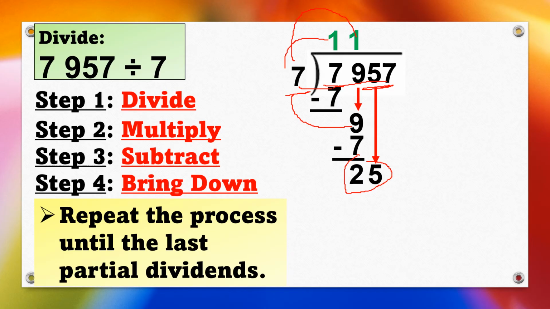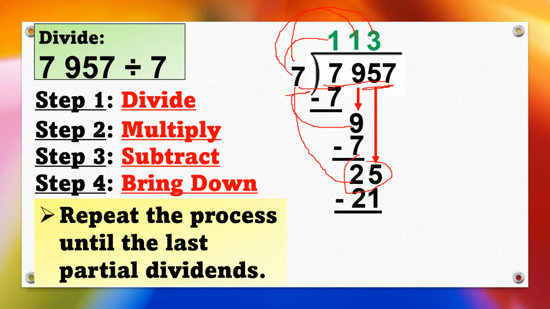We're going to divide 25 by 7. Okay? So how many groups of 7 are there in 25? Or 25 divided by 7 is equal to 3. We're going to write that above 5. Okay? Next step will be multiply. Multiply 3 times 7. So the answer here is equal to 21. So we're going to write the product below 25.